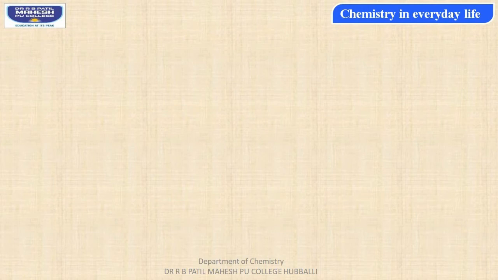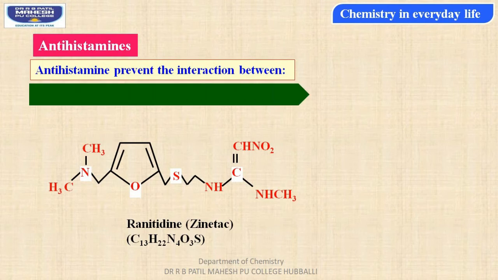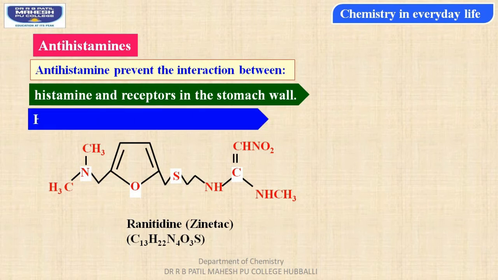Next students, we shall study about antihistamines. Antihistamines prevent the interaction between histamine and receptors in the stomach wall and hence decrease the secretion of acid. So students, we consume antihistamines so as to decrease the secretion of acid by interacting with the receptor sites in the stomach wall, that is the abdominal wall.